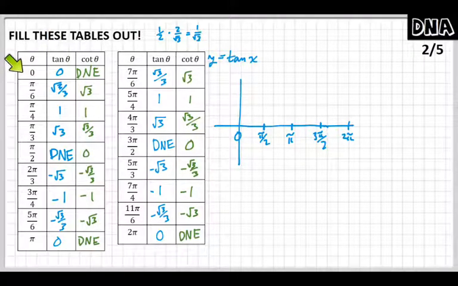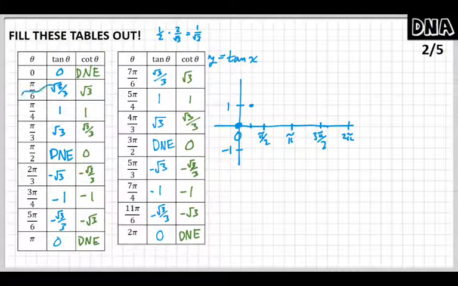Okay, so how does our graph look for tangent? When we're at 0, we're at 0, so I put a dot right here. When we're at pi over 6, let's skip you. Let's do pi over 4. Isn't pi over 4 right in the middle of 0 and pi over 2? It is, isn't it? So at pi over 4, we get 1, so I'm going to put 1 right there. Let's go ahead and throw our negative 1 on our y-axis.